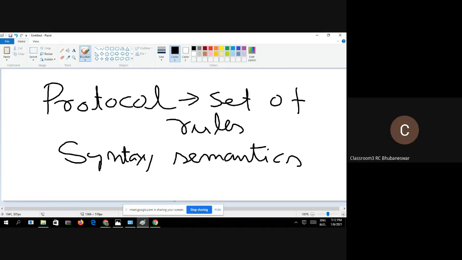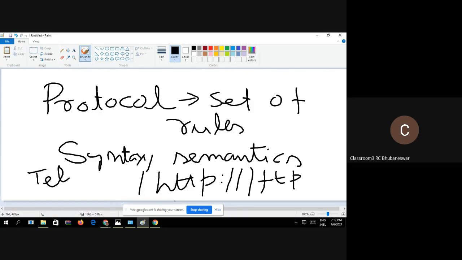Very popular one is HTTP. Every day we are using it. When we have to browse, we are specifying the HTTP protocol. Another one is FTP, file transfer protocol. FTP, very good. There is also a protocol like Telnet. In different layers, there are different types of protocols.